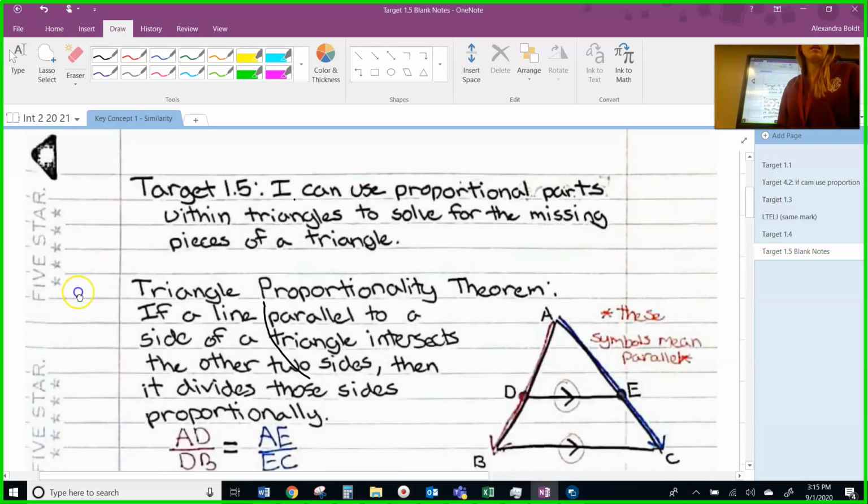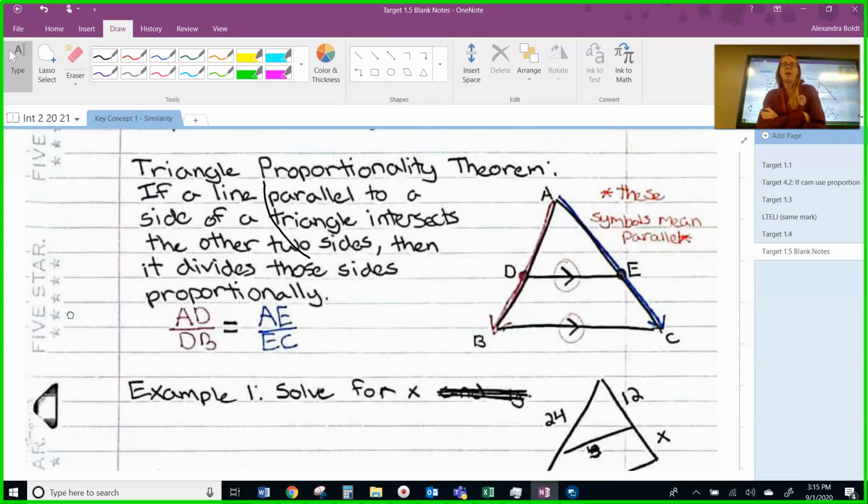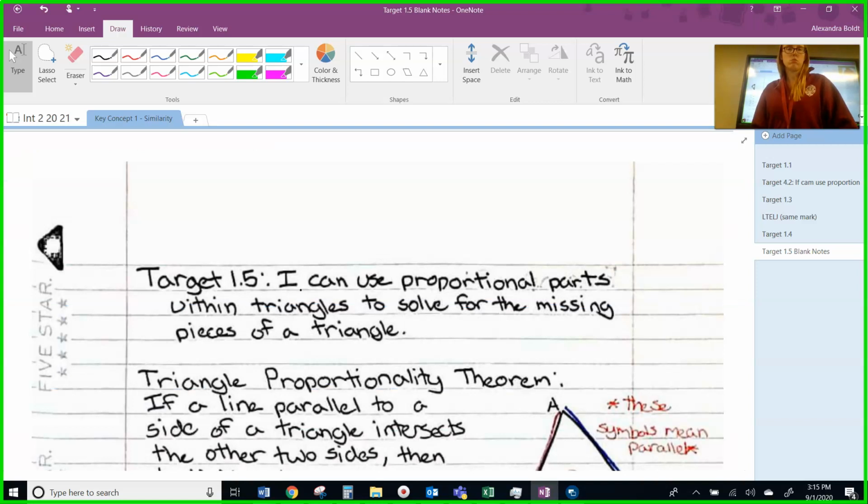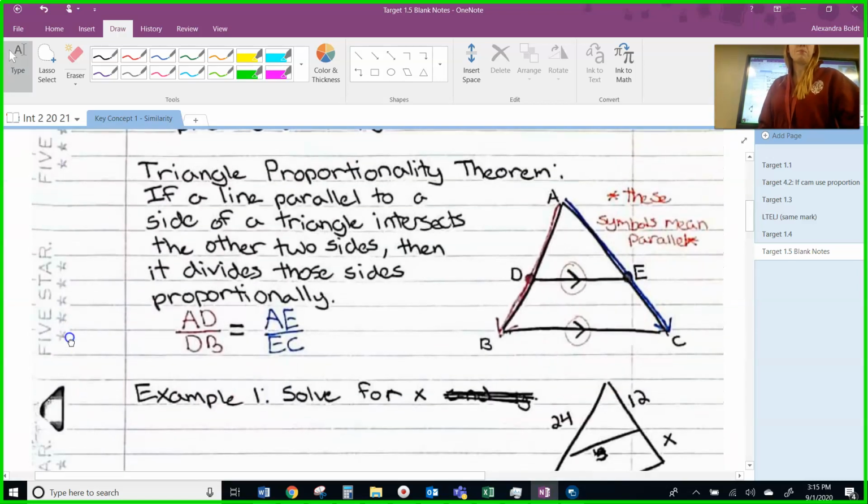So the first thing we're going to look at is the triangle proportionality theorem. That's our first theorem. We need a new stylus. This one's chewed up. The triangle proportionality theorem states that if a line parallel to a side of a triangle intersects the other two sides, then it divides those sides proportionally.